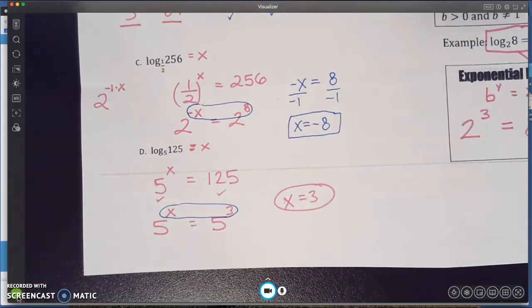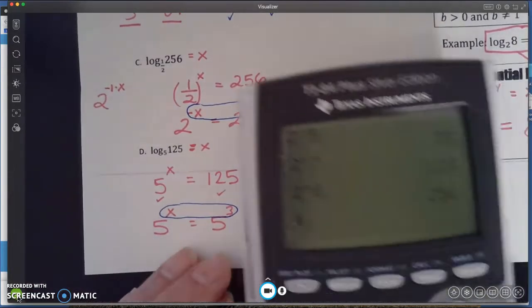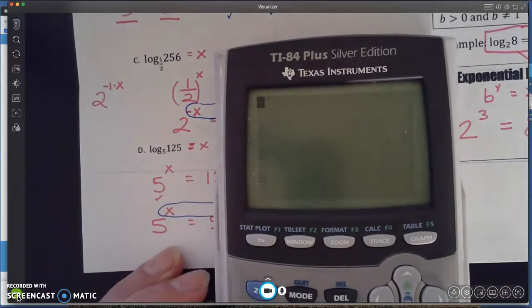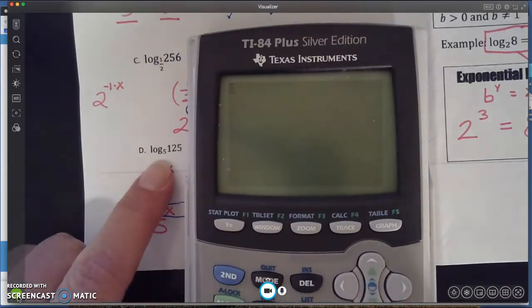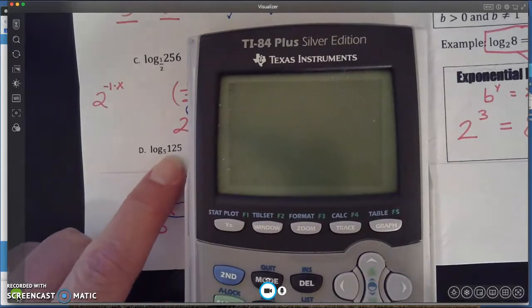And in the notes that I did from Monday's lesson, I was saying I don't want you to use a calculator to calculate the logarithm, but if I wanted to verify what the log base 5 of 125 is, I could just type it in as log 125 divided by log 5. This is called the change of base formula. We'll get into that later, but this is how I'd have to type it in on my calculator. So it's 3.